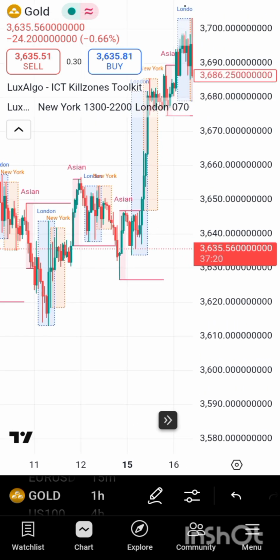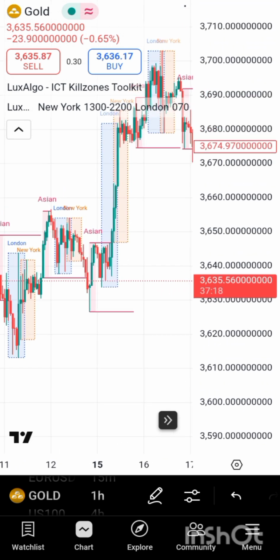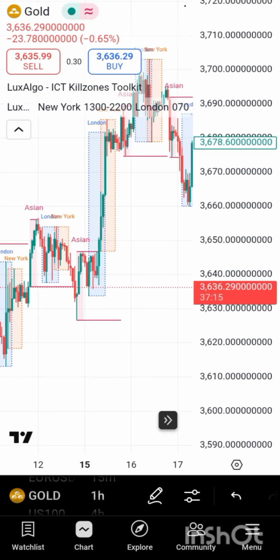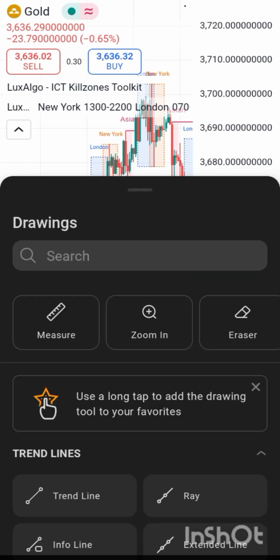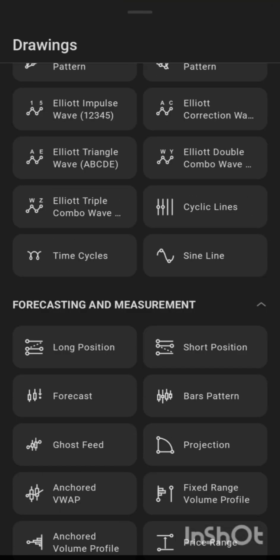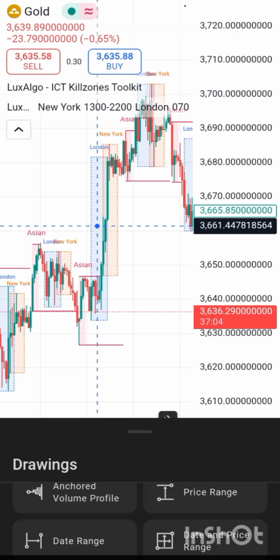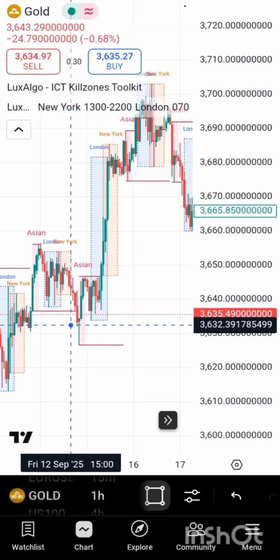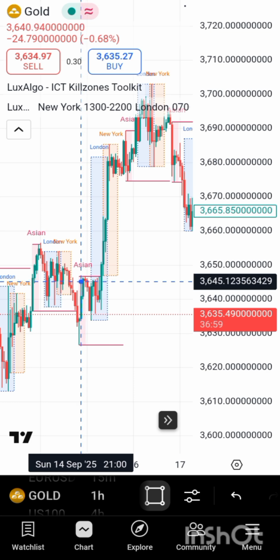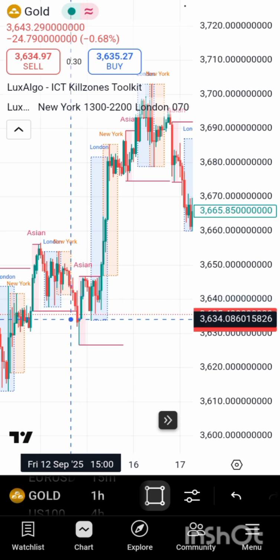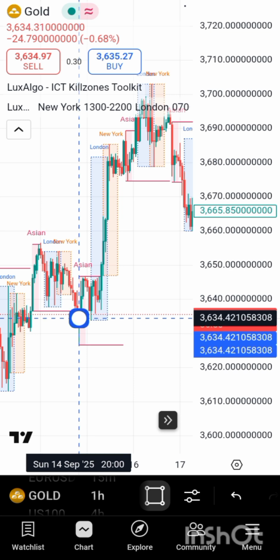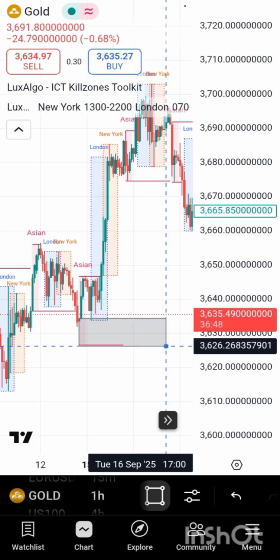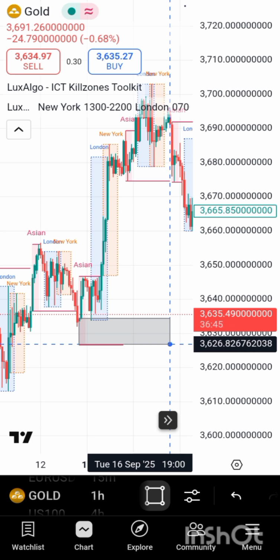Let's look, for example, at this move right here. You see this move that moved up here. We are using the 1 hour time frame. Before this move happened, we have this last candle here. This last candle will act as our demand zone. And you see, when price tapped back into this zone, price bought.